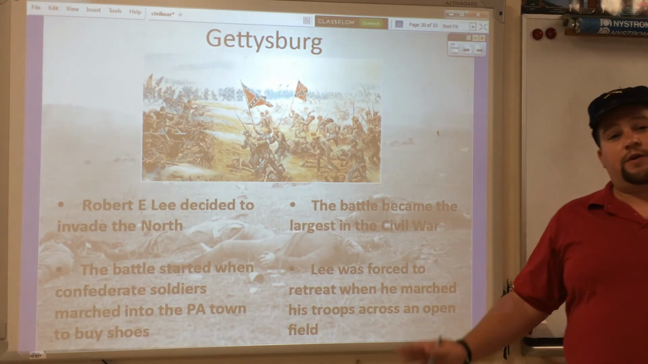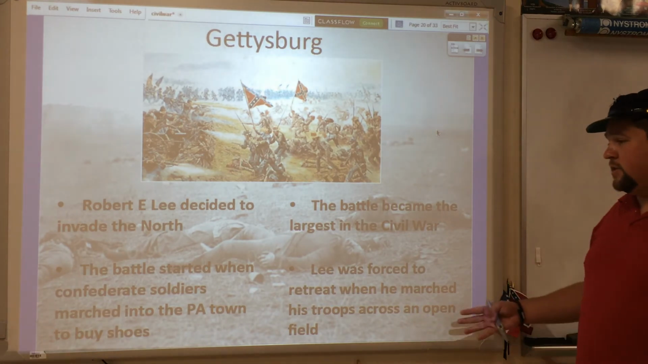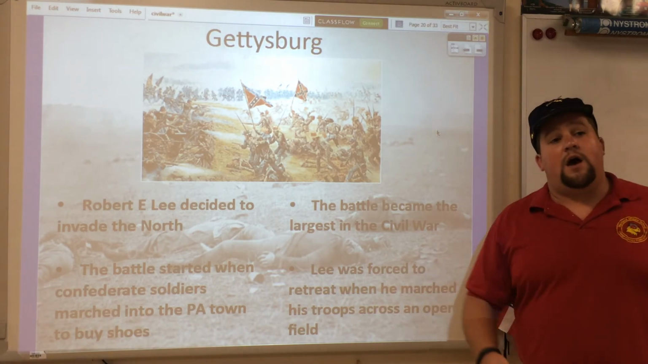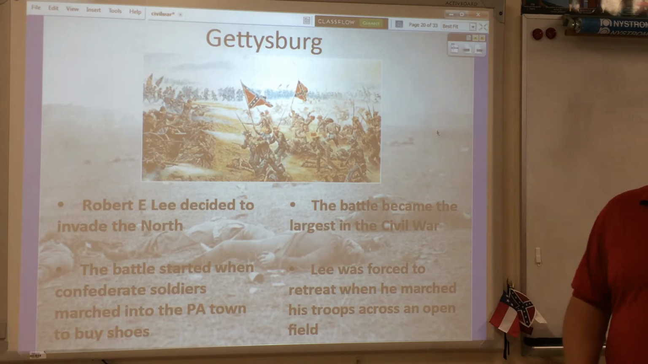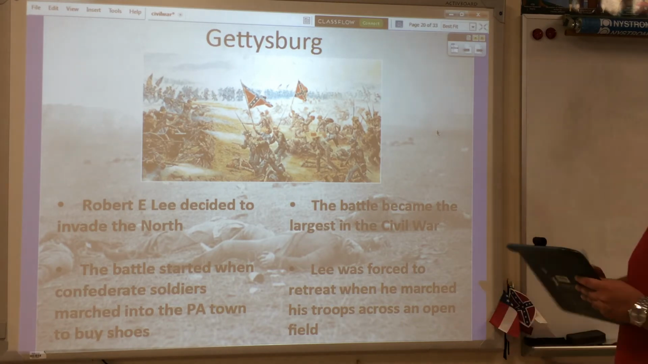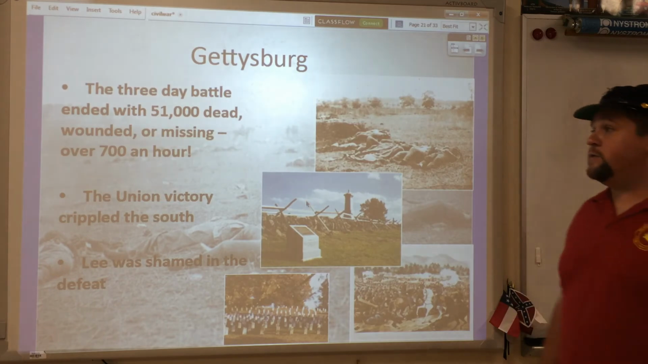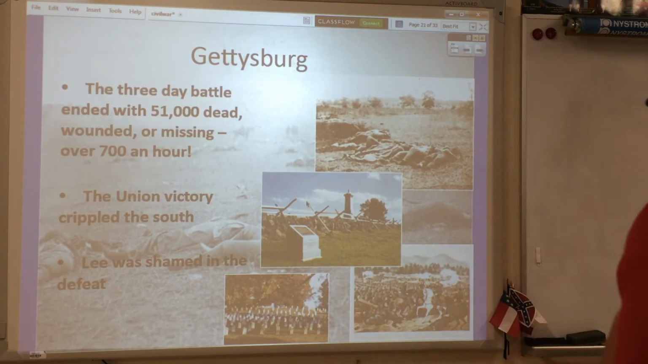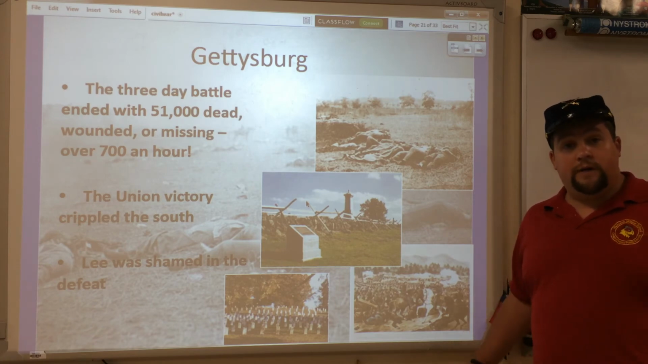I think something like 2/3 of them in Pickett's Charge are killed or wounded, and pretty much this stops the advance of the Confederacy invading the North. They are forced to retreat back into the South. It's a huge loss for Lee and a huge win for the North. So the 3-day battle ends with 51,000 dead, wounded, or missing. That's about 700 people an hour. Wow, right? That's a lot.